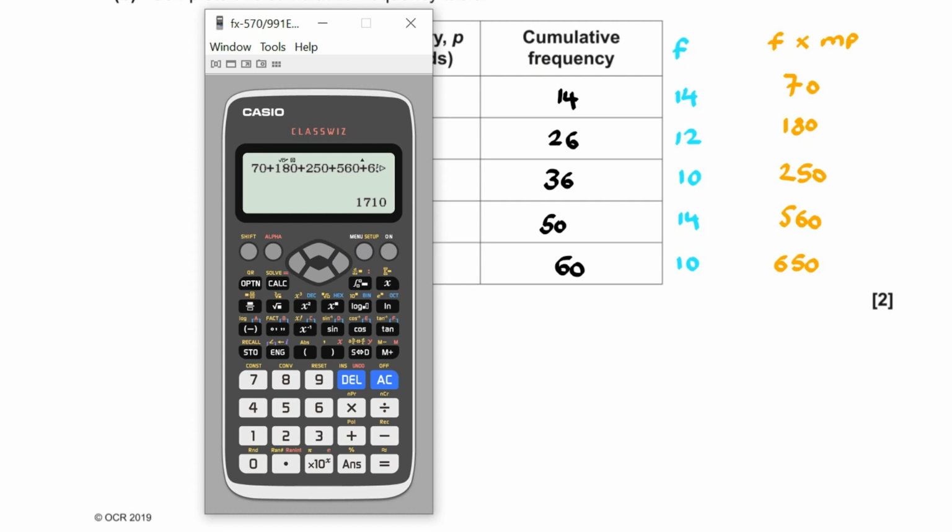So if we add all this together, what we'd get is a value of 1710. And if we add up all the frequencies, we get a value of 60. So how does this help us?